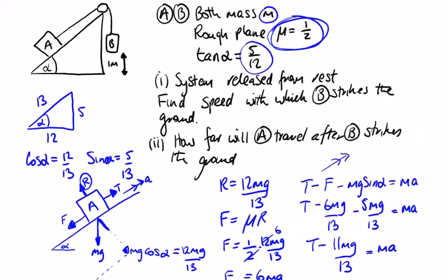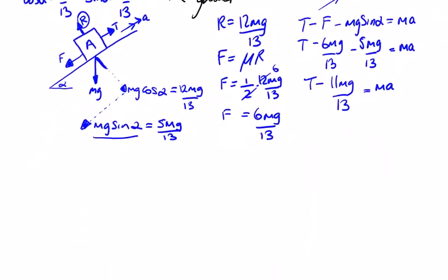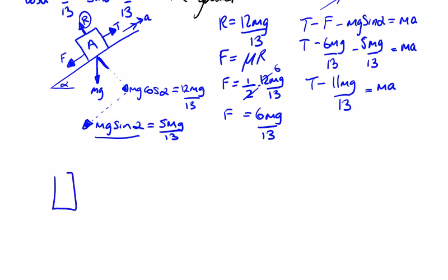So if we form our equation for B, what's happening with B? Not much. Let's just put our forces on the diagram. We've got the tension. We've got the acceleration going down. And we have mg. So for B, mg minus T is equal to ma. They're both m, the masses.